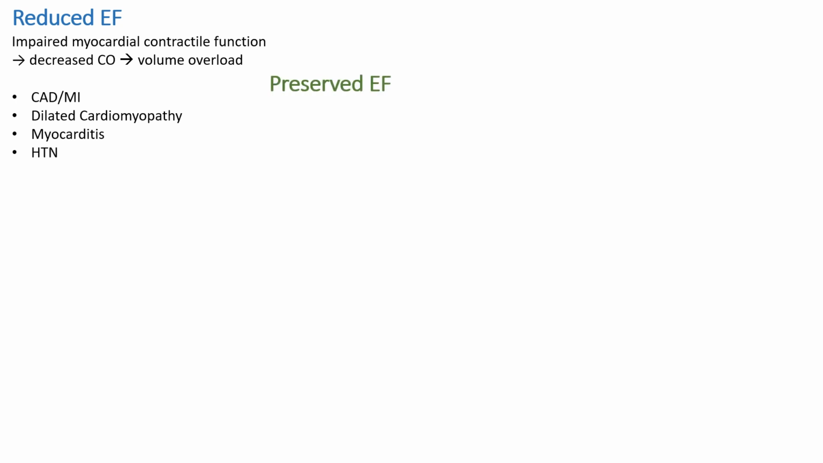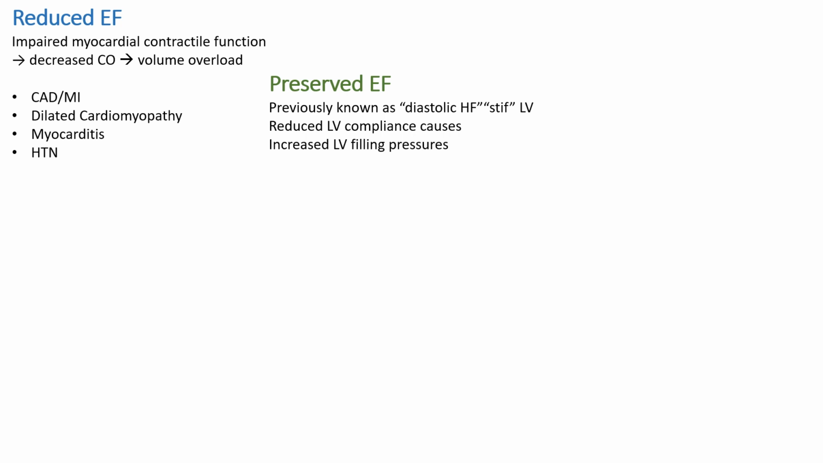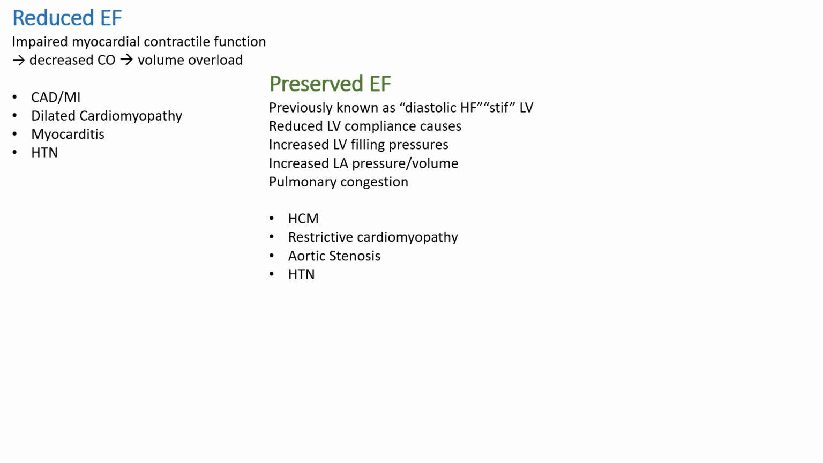Preserved ejection fraction, previously known as diastolic heart failure, is a type of heart failure where there is a stiffening of the left ventricle. Reduced left ventricular compliance causes increased left ventricular filling pressure, increased left atrial pressure, and eventually causing pulmonary congestion. It is caused by hypertrophic cardiomyopathy, restrictive cardiomyopathy, aortic stenosis, and hypertension.